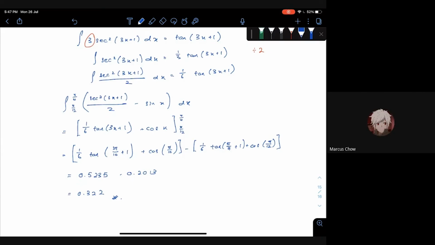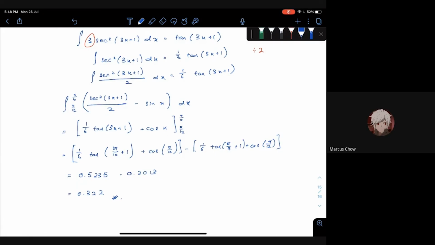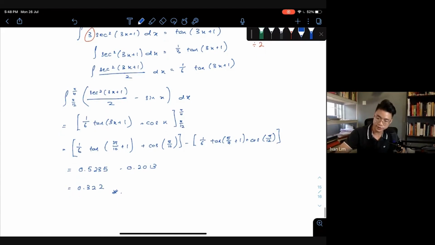Oh, teacher, I sent one question later. Can you explain? It's about ln and e^x, when they ask you to find the domain or range. Okay, can. Let's discuss this last one first.